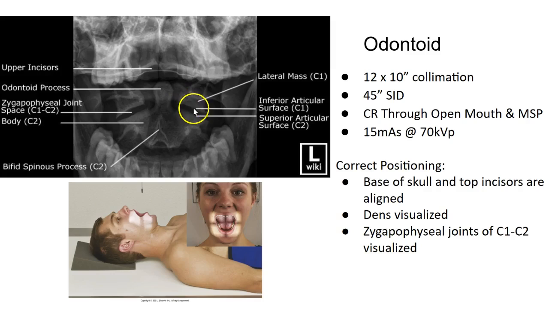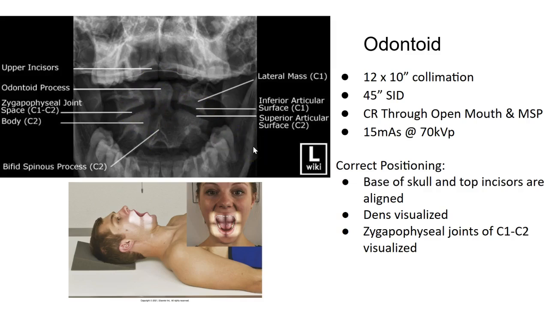This would be the inferior articular process or surface of C1, meeting the superior articular process or surface of C2, and then the space in the middle is that zygapophyseal joint. So just real quickly, when you're doing this projection, you want the Z joints to look symmetrical. So we want to see the dens and the Z joints.